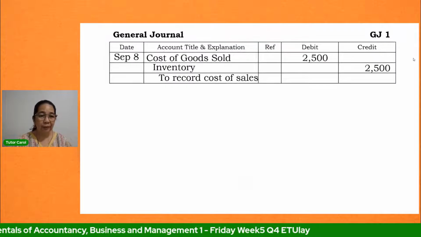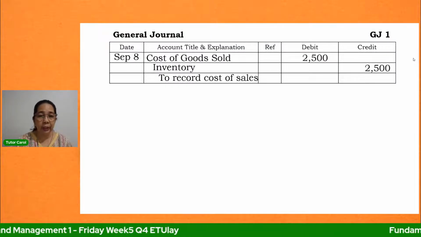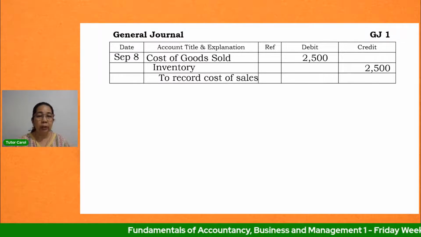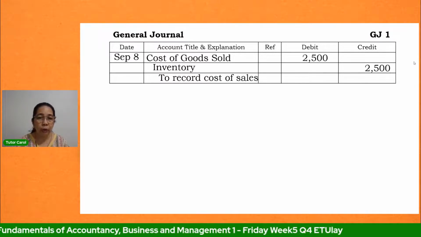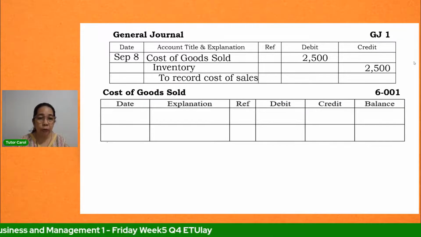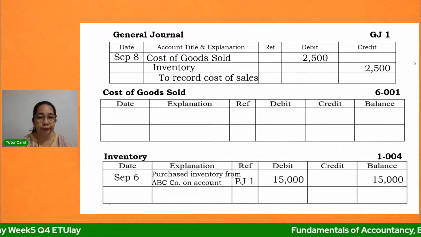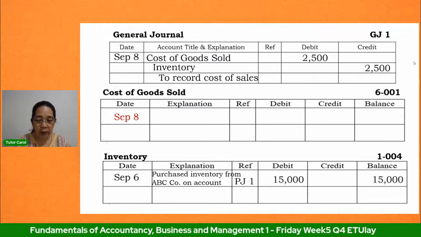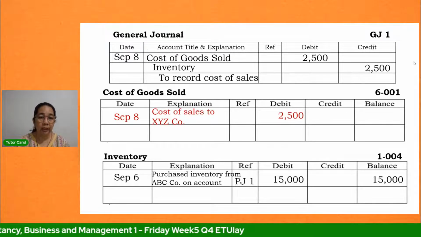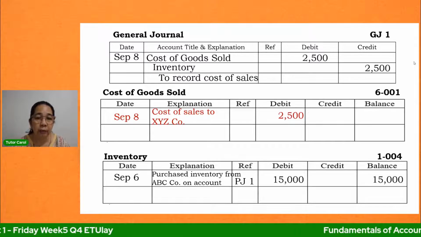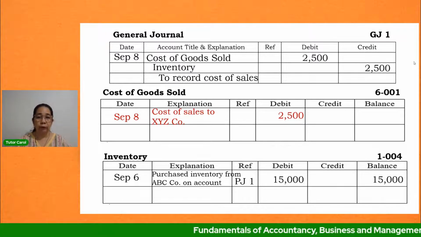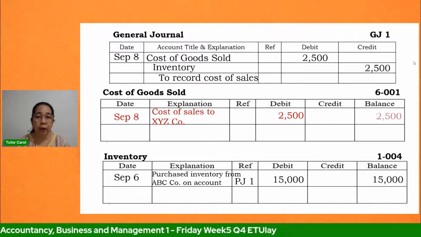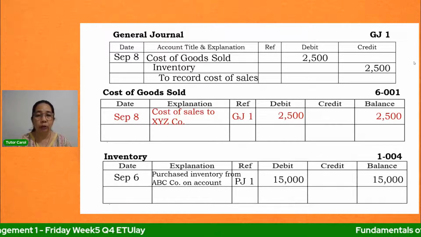Last. Next slide, please. Since we're using perpetual inventory system, each time we have sales, we also have an entry for the cost of goods sold. So, what ledger will we use there? Cost of goods sold and the inventory ledger. So, date, September 8, explanation: cost of sales to XYZ company. Who did you sell to? XYZ company. How much? 2,500. Then forward the amount to the balance column. Okay, and then reference GJ1 or General Journal page 1.